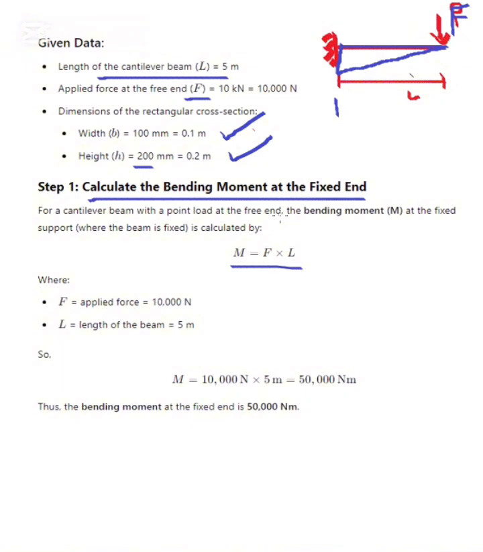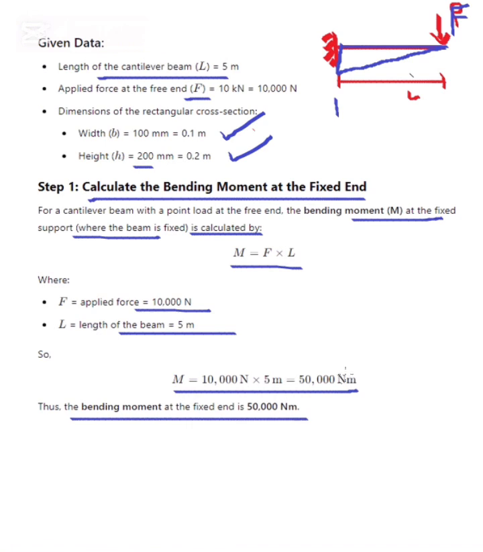For a cantilever with a point load at the free end, the bending moment at the fixed end, where the beam is fixed, is calculated by M equal to F times L. F we know, L also we know. So M equal to 10,000 Newton into 5 meter. That's 50,000 Newton meter. The bending moment at the fixed end is 50,000 Newton meter.